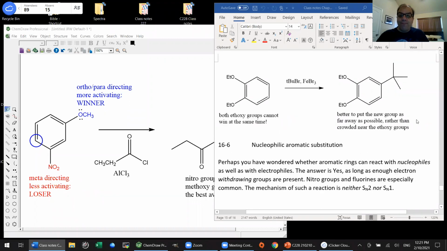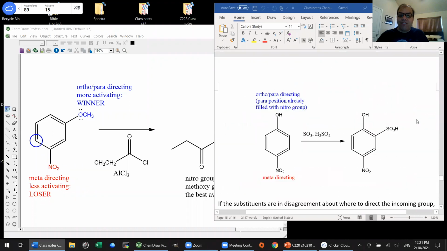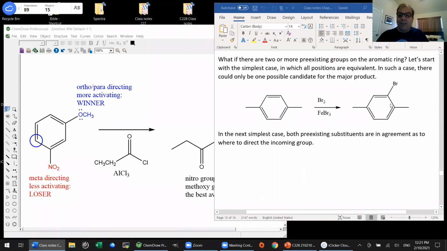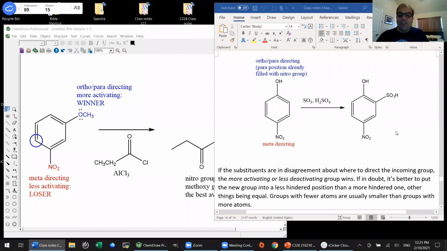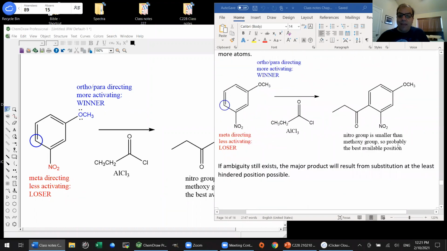So just to take you through all of these things again, there's the situation where all available positions to put the new group are the same, so it doesn't matter. There's also the situation where you have 2 groups, but they're in agreement as to where to put the new group. That's fairly straightforward. Takes some analysis, but once you conclude that they're in agreement, then it's a pretty easy decision. If they're not in agreement, then it's the group that's either more activating or less deactivating that wins.